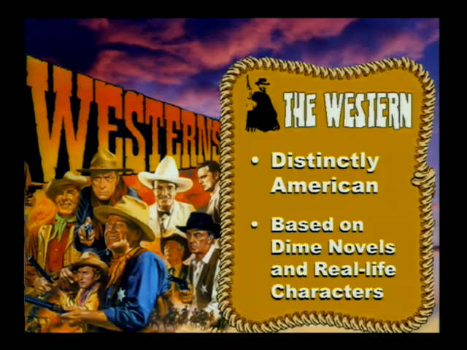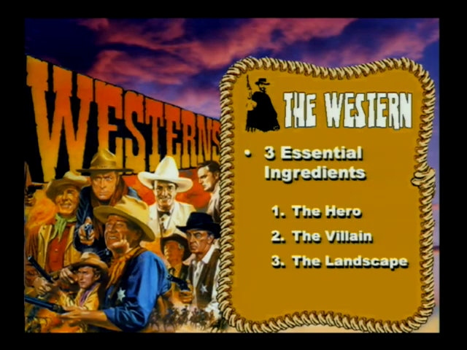And the beginnings of all of this are found in the Western, which is distinctly American, based on dime novels and real-life characters, you know, Wild Bill Hickok and that sort of thing. The three essential ingredients: the hero, the villain, and the landscape. They made a big deal about the landscape, and it's true. That's why Westerns were a favorite of color. When the movies started to convert to color in the 40s and especially in the 1950s, Westerns were the preferred films for that.